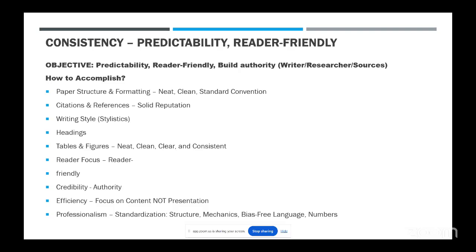okay? But the size of your figures, the size of your tables. So you don't want to have the writing so small that the reader has to look at it through a magnifying glass. Nor do you want the table to take up the whole page, but you only have like four things in a table either. Okay. So you want neat, clean, clear, and you want them all to be consistent throughout the document. Yet they do not have to be exactly the same. Okay.